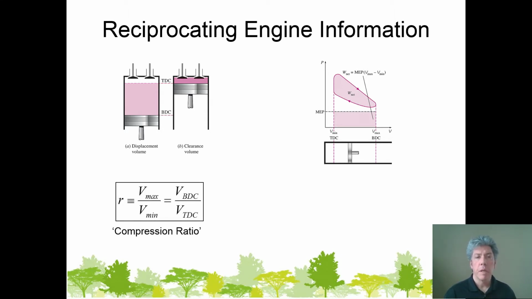Now the compression ratio is just the ratio of the maximum volume to the minimum volume. In other words, the volume at bottom dead center over the volume at top dead center. Now be careful about this, because the volume at bottom dead center is not the displacement volume. Those are two different things. The volume at bottom dead center equals the displacement volume plus the clearance volume, or the volume at top dead center. So the compression ratio is simply defined as that ratio of volumes. Understand the compression ratio is always going to be greater than 1.